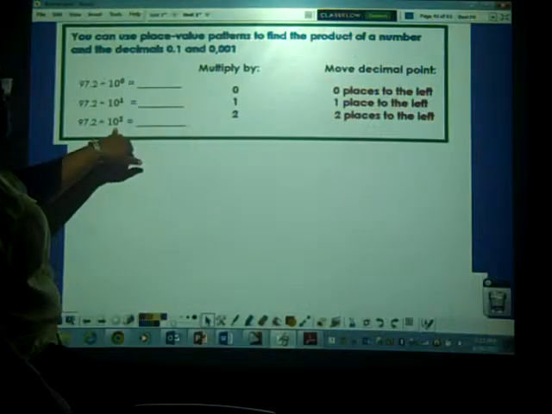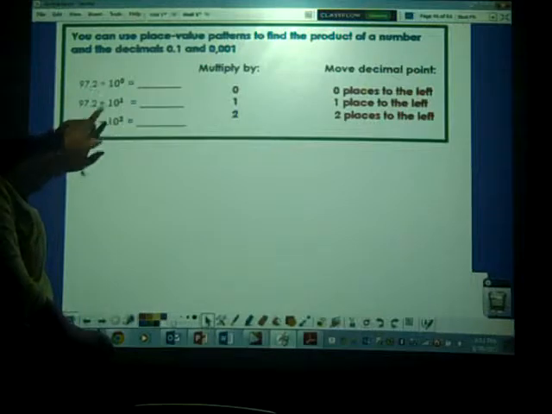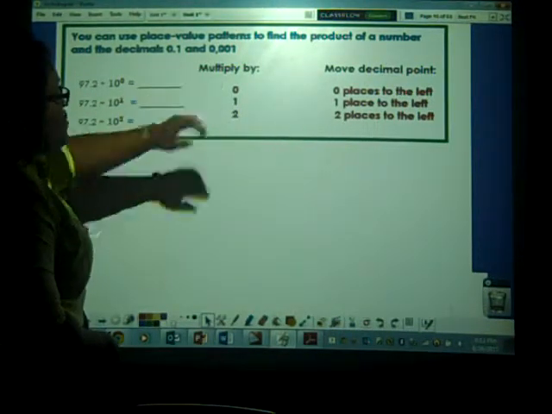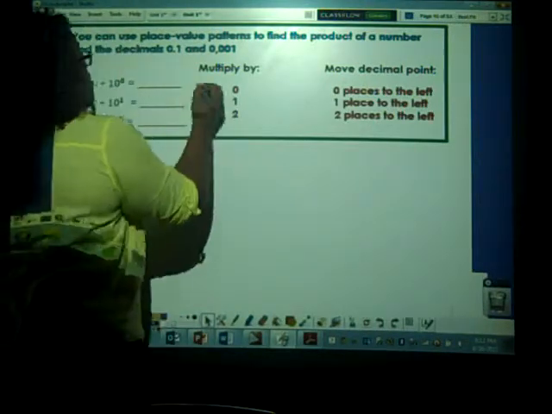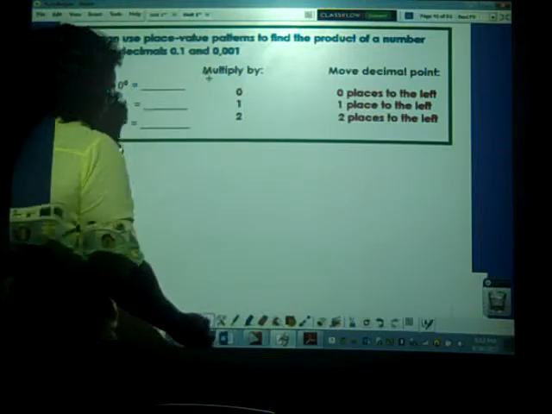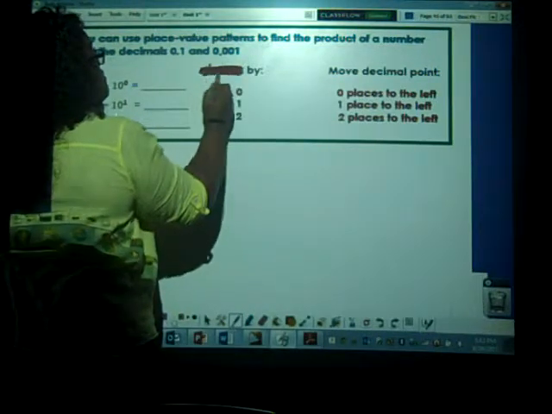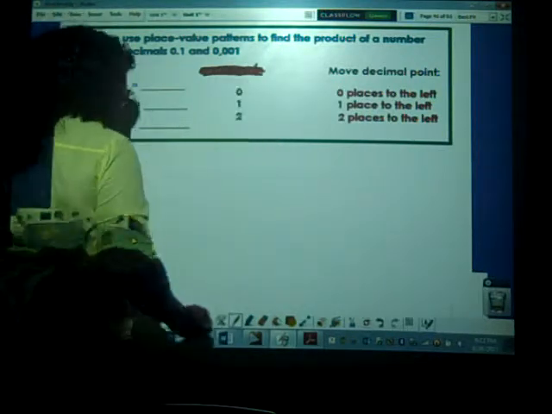And then 100, we have it written now as 10 to the 0 power, 10 to the first power, 10 to the second power. But we're not multiplying. That is supposed to be dividing. So please excuse that error that I have. We are dividing.